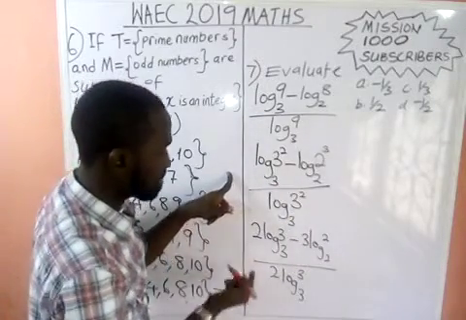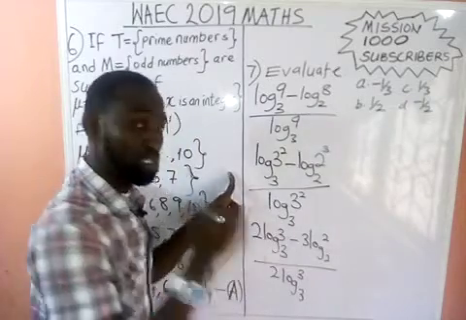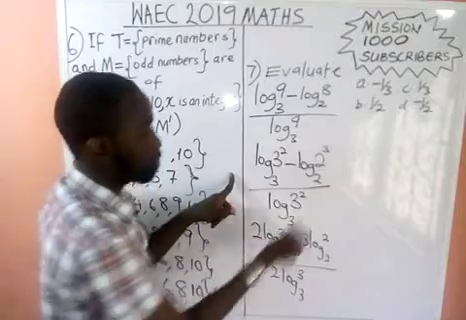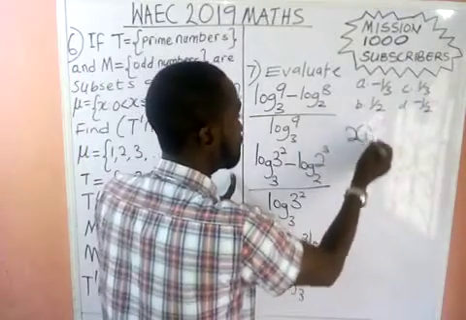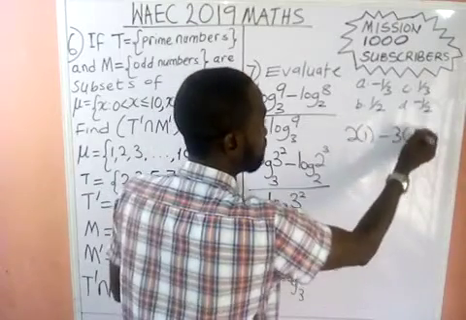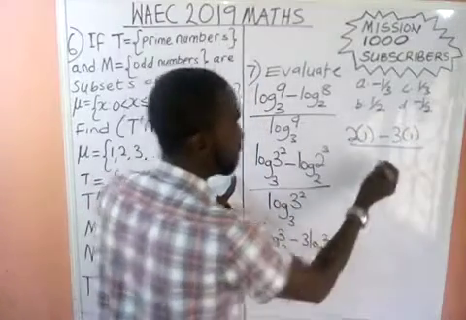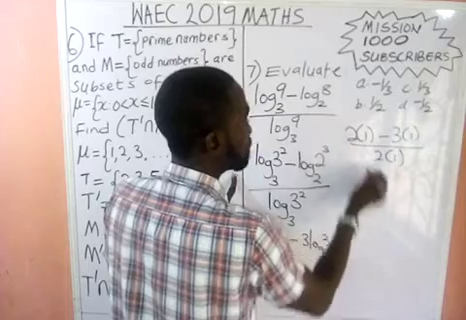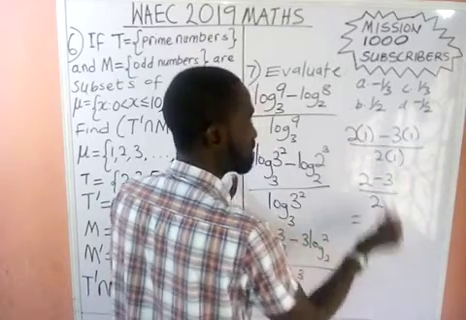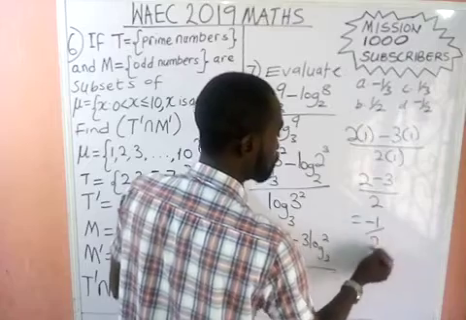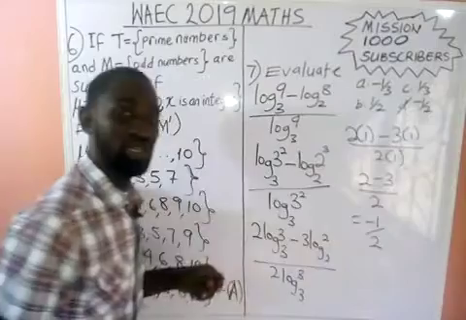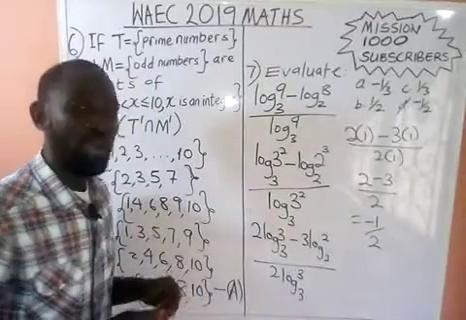Okay? So what's the next thing? Log 3 base 3 will give us 1, because the logarithm of a number to its base will give us 1. So this one will become 2 times 1 minus, the same thing here, 3 times 1, all over 2 times 1. So this will be 2 minus 3 all over 2. What is 2 minus 3, class? That will be minus 1 all over 2. So the correct answer to this question is option D.